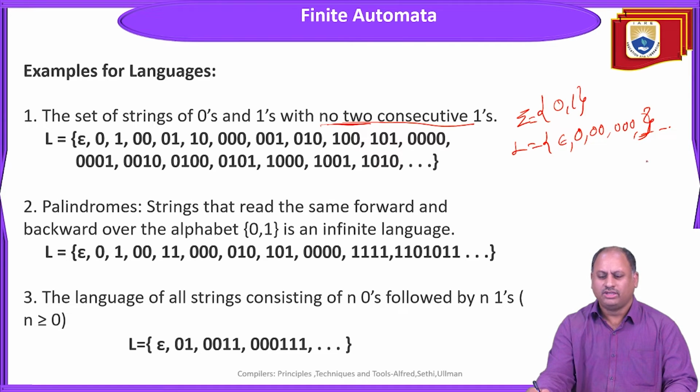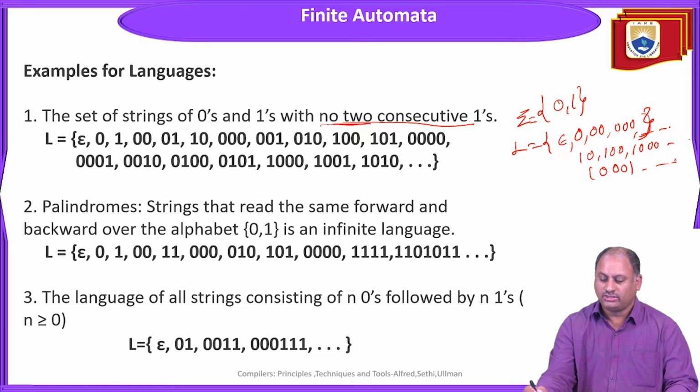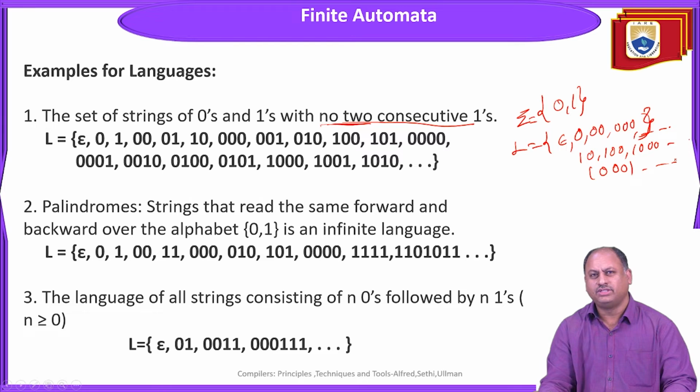That is infinite. Similarly, strings starting with one are also allowed: 1, 1 0, 1 0 0, 1 with triple zero, like that. But consecutive ones like 1 1 are not allowed. 1 0 1 is allowed, 1 0 0 1 is allowed, and similarly 1 0 0 0 0 1, like that. So there will be many strings that can be formed in this language.